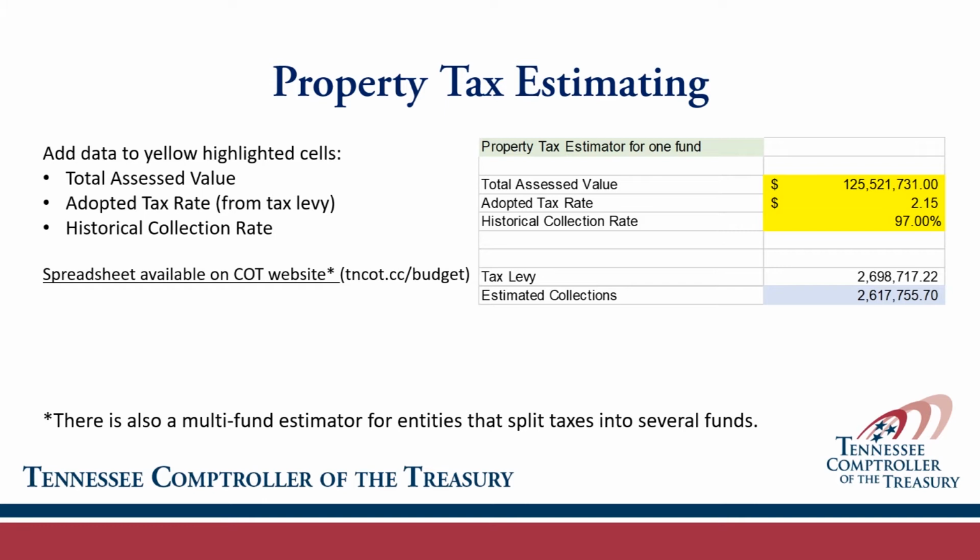And then we added the historic collection rate. Now you do have to enter this as a decimal, so I entered 0.97 and then hit enter and it turned it into 97% for me. And after you've done that, it will do the rest for you. So you can see the estimated collections for this jurisdiction are $2,617,755.70.